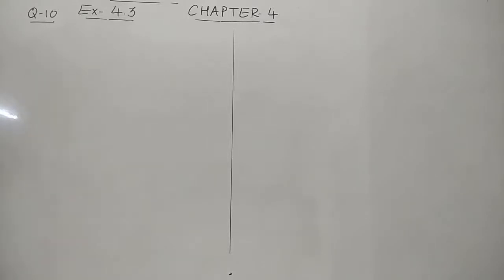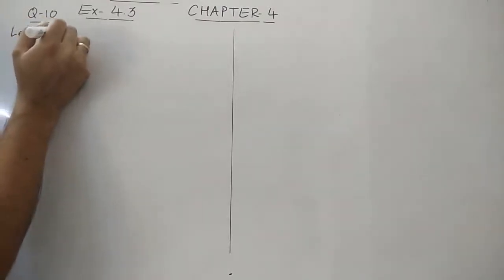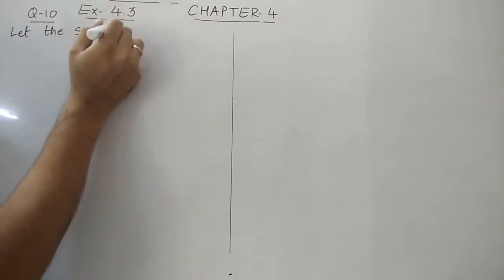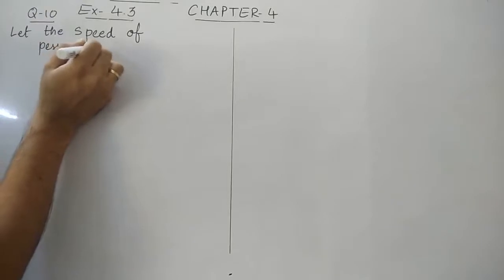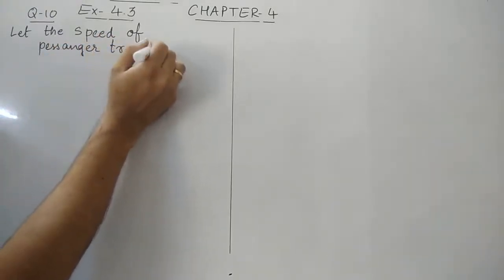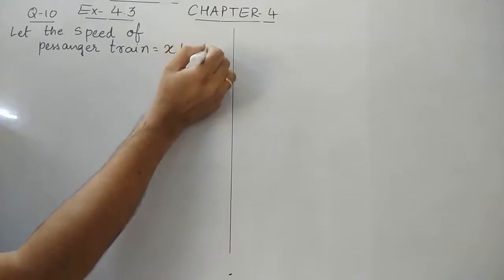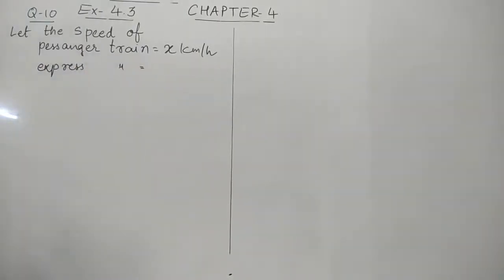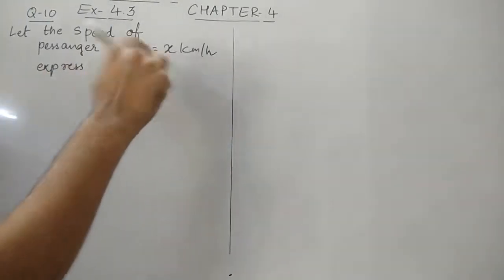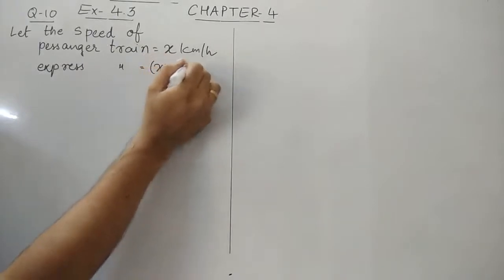So let us find out the speed. Here they have given that the average speed of the express train is 11 km per hour more. So we suppose the speed of the passenger train. Let the speed of the passenger train be x km per hour, and the express train, it is said that the speed of express is 11 more, so it must be x plus 11 km per hour.